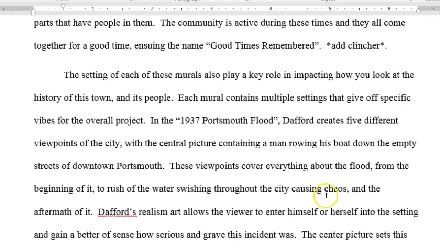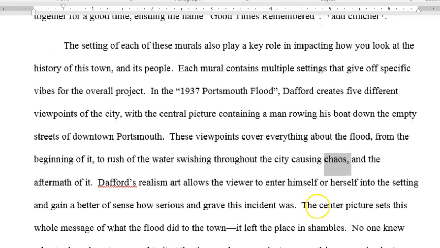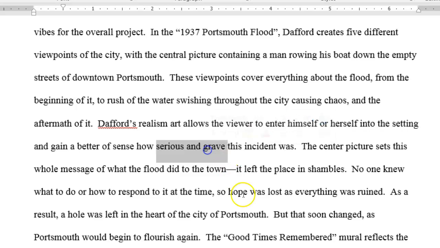Where I'm not seeing the focus on emotion is when we get to the setting paragraph. I'm not sure what's going on here and how this is kind of related to emotion. I see words that are kind of buried. Chaos, okay. Serious and graveness. I think you need to kind of clarify what the paragraph is trying to do, and then make sure that all the writing is helping you do that.